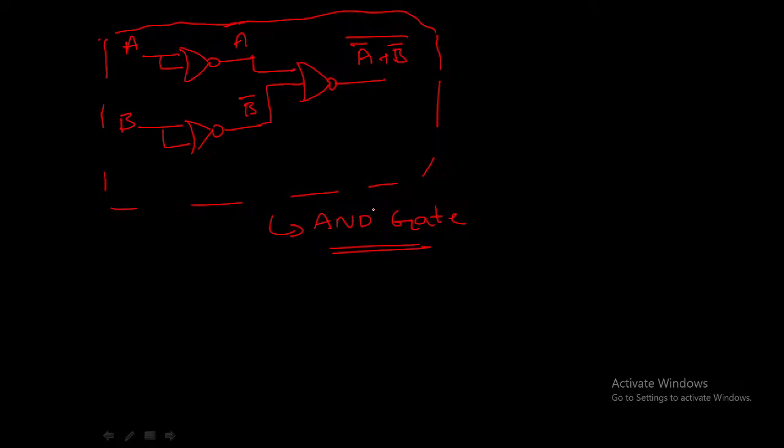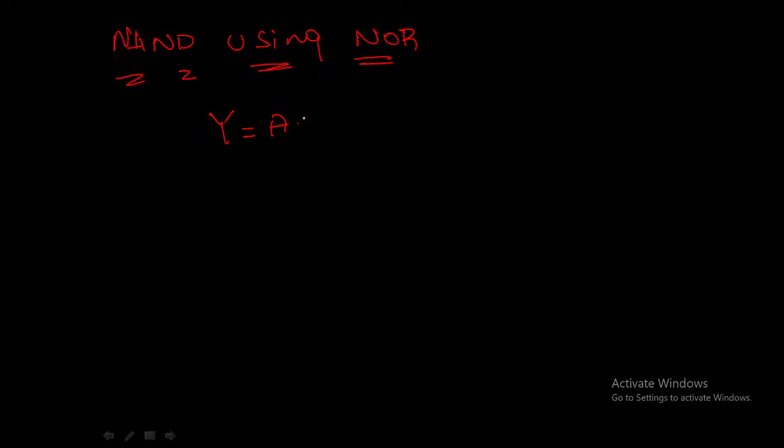Now let us see how to build NAND gates using NOR gates. How to build NAND using NOR. So what is the equation of NAND? We know y is equal to a dot b the whole bar.